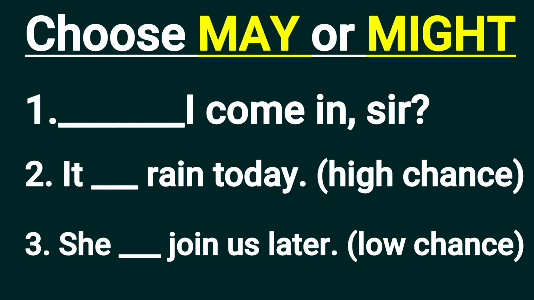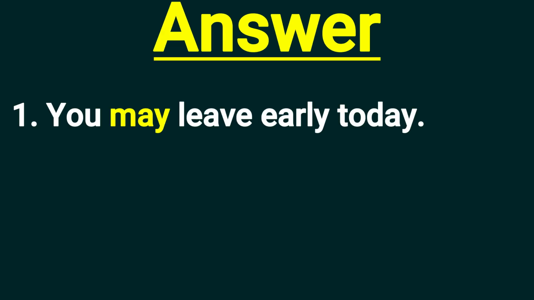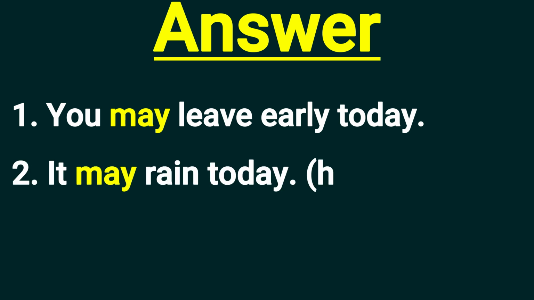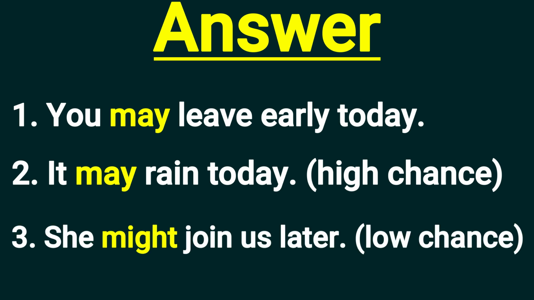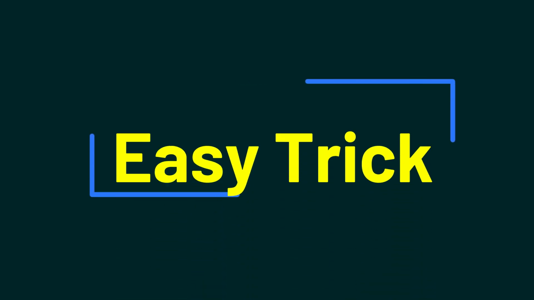The first answer is, you may leave early today. The answer is may. It may rain today. It is a high chance, that is why we use may. Third is, she might join us later. The chance is very low that she will join.